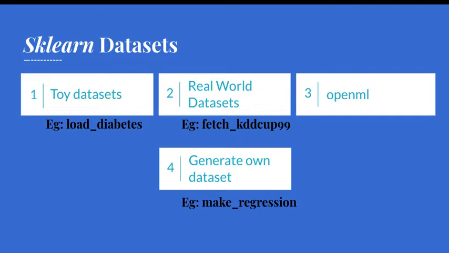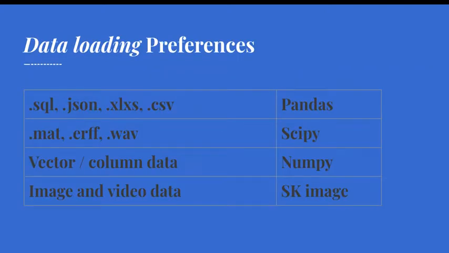There are several inbuilt methods like make underscore regression, make underscore classification, make underscore blobs. All these methods are useful to generate your own dataset. So this is a general overview of scikit-learn inbuilt datasets. Now coming to data loading preferences.